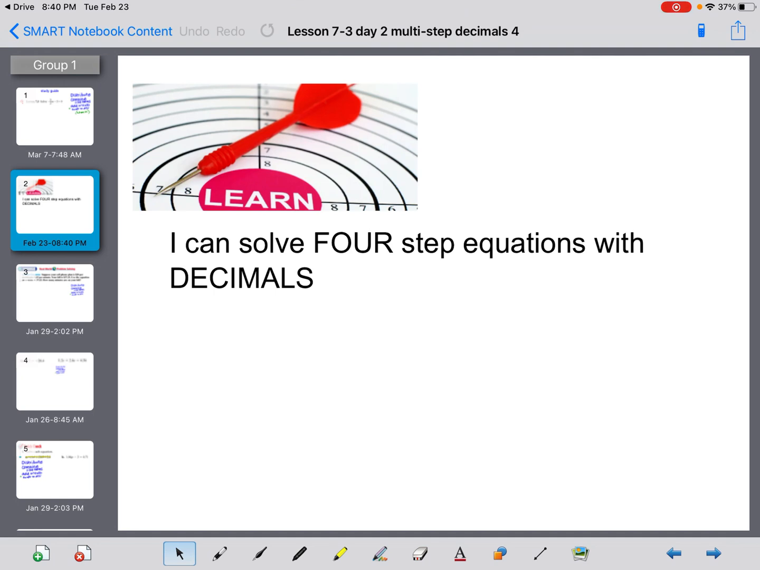Learning target today. I can solve 4-step equations with decimals. So there's some good news happening. Same 4 steps, no new steps. And if you were really hating those fractions that were happening yesterday, good news for you, decimals are a little bit more user-friendly.